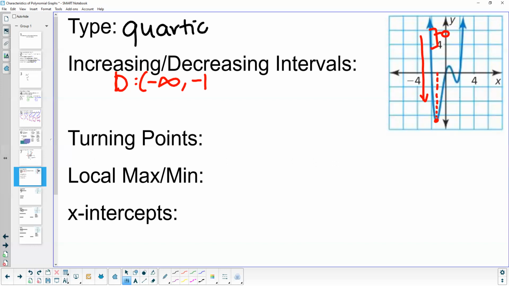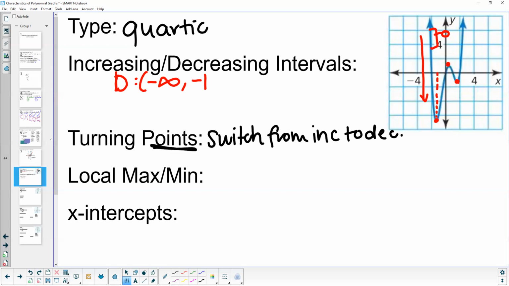At this point, and this point, and this point, those 3 points, we're not increasing or decreasing. Those are what we call turning points. So turning points are the places where we switch from increasing to decreasing and vice versa. So these are those points. In this case, our point here seems like it might be at (-1, 7). That's one of those turning points where it switches.